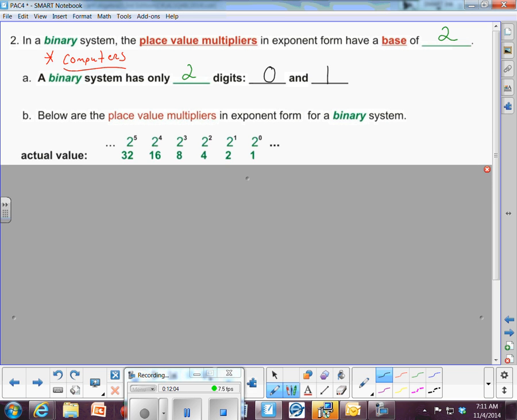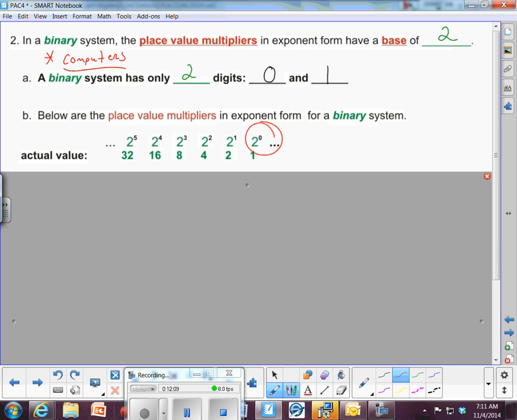Okay, so here are the place value multipliers of a binary system. Again, notice I always start on the right. And so 2 to the 0, anything to the 0 power is 1. 2 to the first is 2. 2 squared is 4. 2 cubed, 2 times 2 is 4, times 2 is 8. 2 times 8 is 16. 2 times 16 is 32. The next one would be 64, then 128, then 256. Do those numbers sound familiar? 64, 128, 256, right? They should.